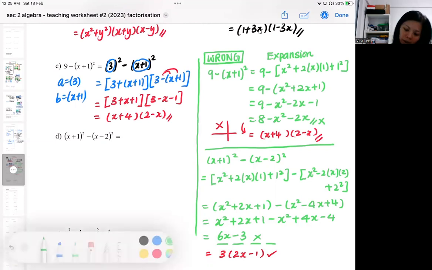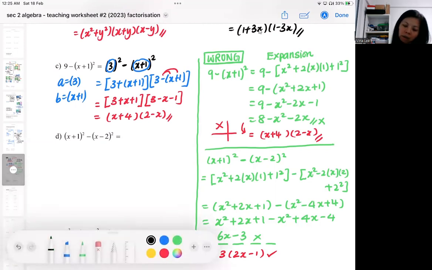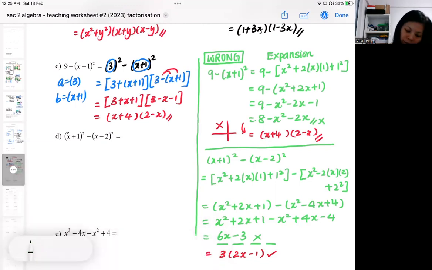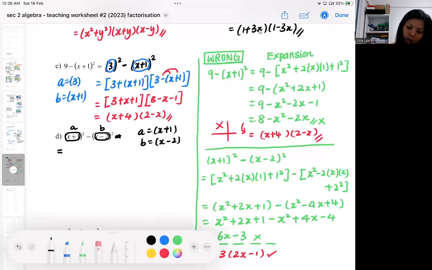Okay, so let's say I don't prefer to expand out, is there a shortcut? Actually, there's a shortcut. This is the A. This will be the B. So my A is, I think I put the equal sign here, my A will be x plus 1. My B is x minus 2. So I'm going to use the formula.